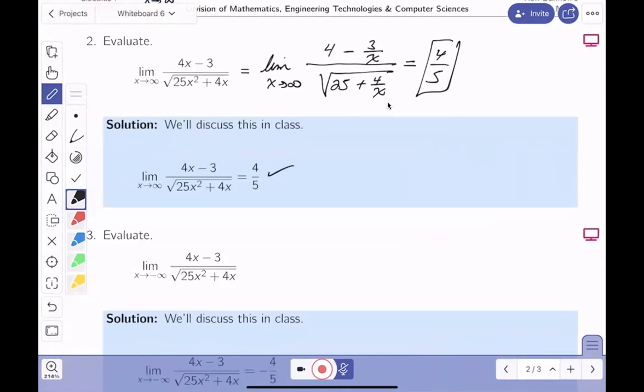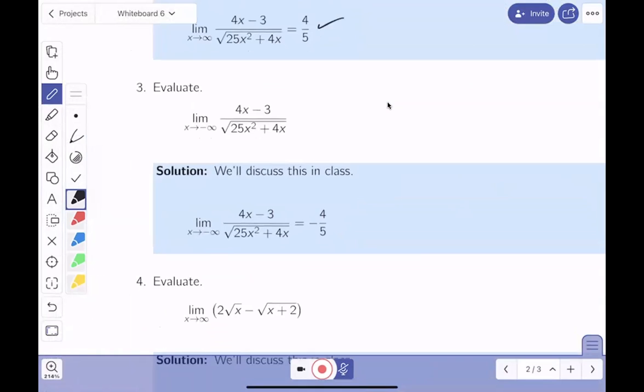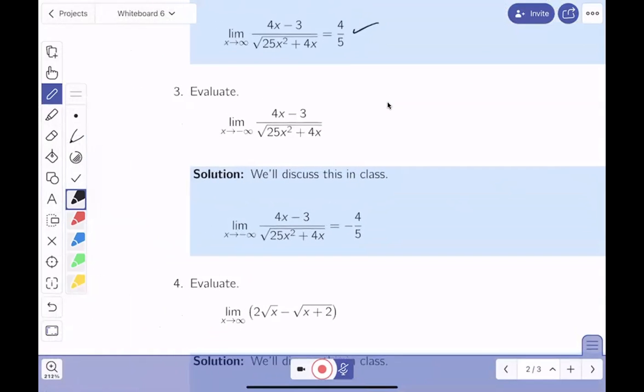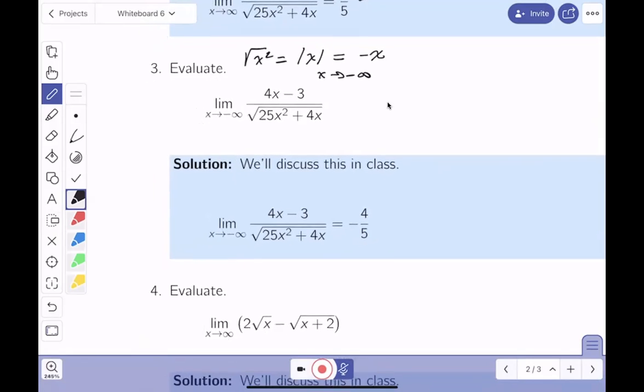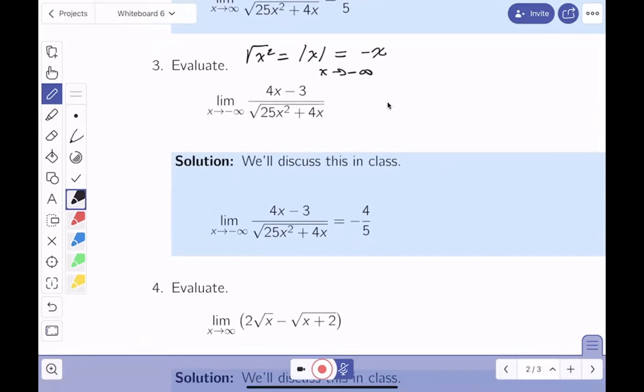All right, this one's a little different. It looks like the same problem. So, well, it's got to be the same answer. Maybe, but let's take a look at it. What are you going to do? Well, again, the square root of x squared is equal to the absolute value of x, right? But when you go towards minus infinity, this is going to actually equal the opposite of x. All right. So, bottom line is what are you going to do over here? Let's take a look at it.